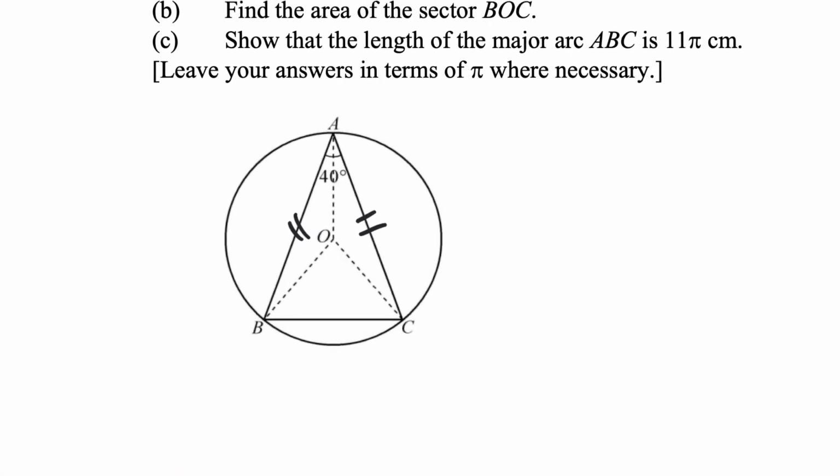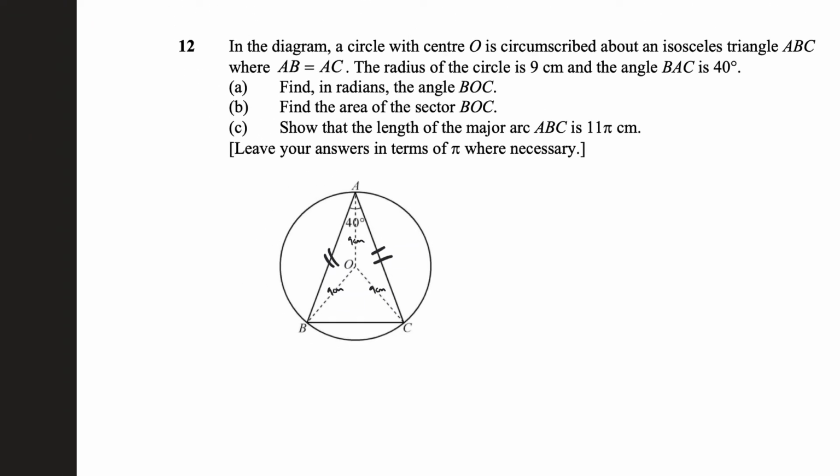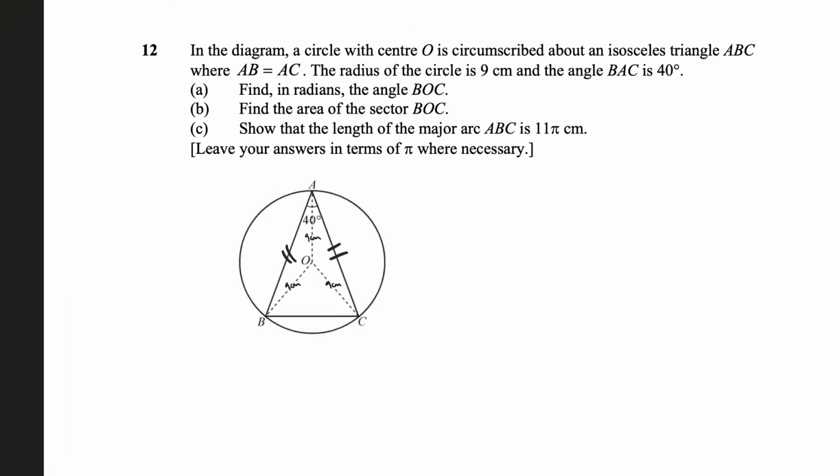Okay, so if it's center O, that means this must be 9 cm, 9 cm, 9 cm. It's just easier when I write it down on the diagram. Angle BAC is 40 degrees, so we already got that down. Find in radians the angle BOC. So question 1 is simply asking, what is this angle BOC?